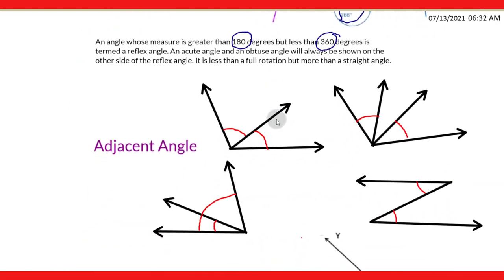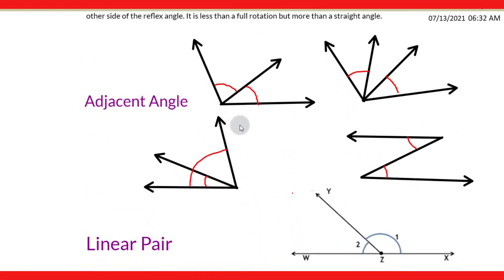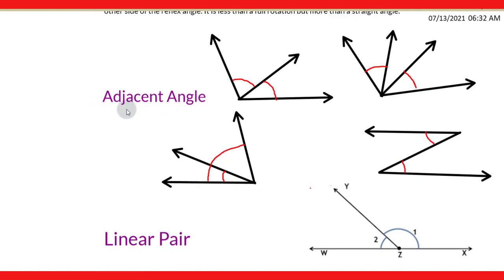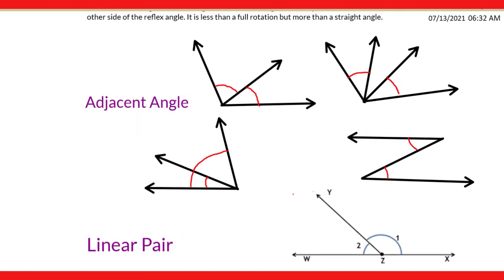Now here, this is the most important: adjacent angles. Try to understand it. Adjacent angles we have studied in the lower classes also, but this is very, very important to understand, so I will go a little bit into detail. Adjacent angles mean what? Two neighboring angles. Correct? The very simple definition is that two neighboring angles we will call adjacent, but it has the condition that the two angles should have a common vertex and a common arm. Correct? And a common arm.